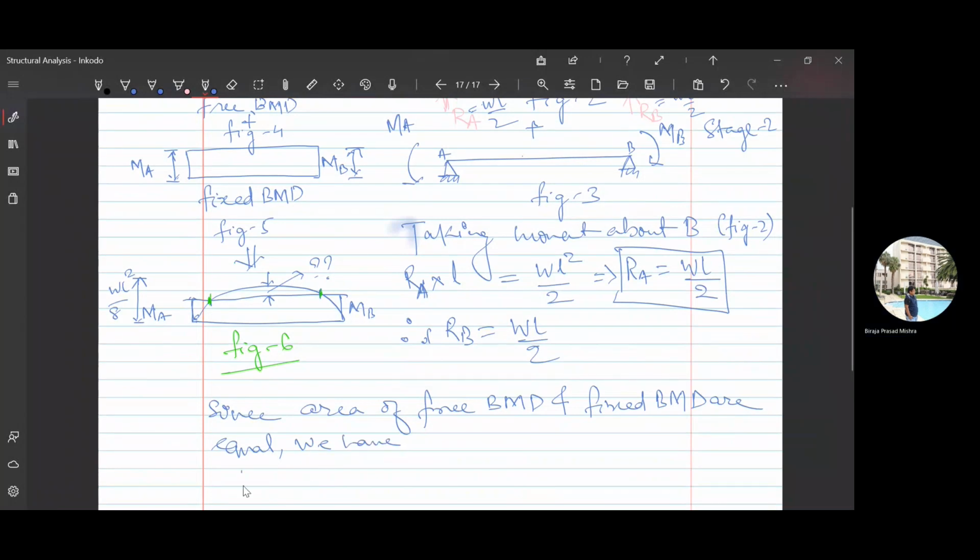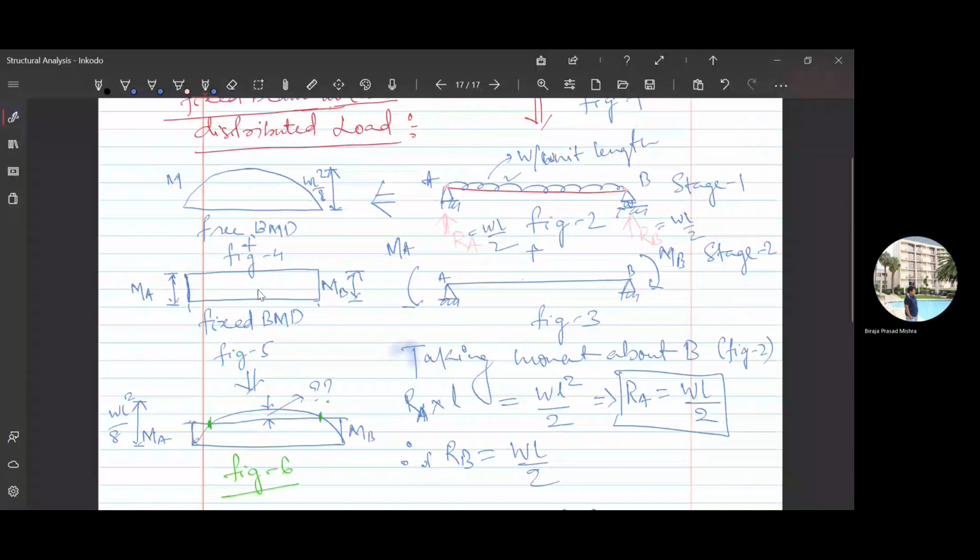We have MA into L. Okay, this is in the form of a rectangle. So the area of a rectangle is length into breadth. So this is MA, this is breadth. The length is L. Okay, so MA into L equals to, what is the area of a parabola? Huh? What is the area of a parabola? You might have learned in your +2. What is the area of parabola?